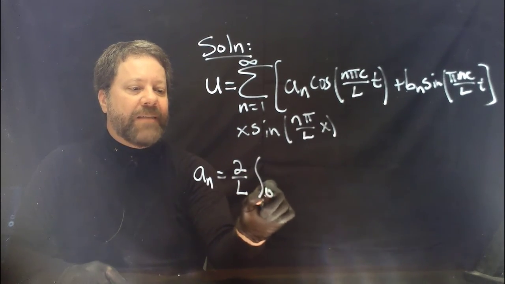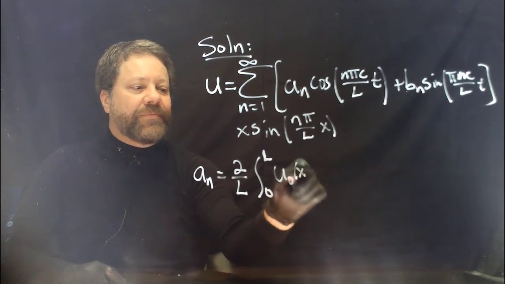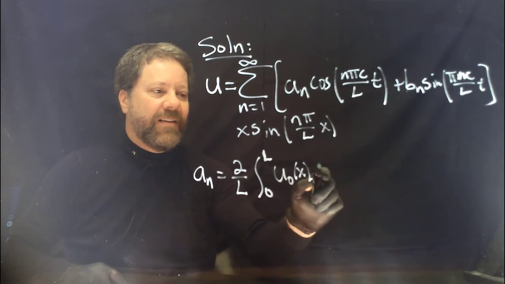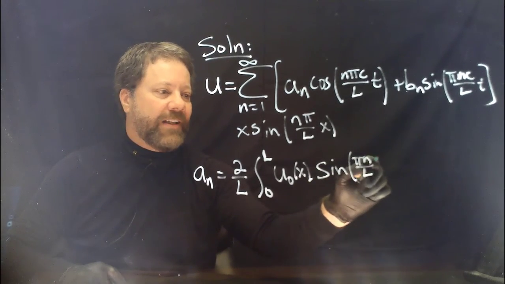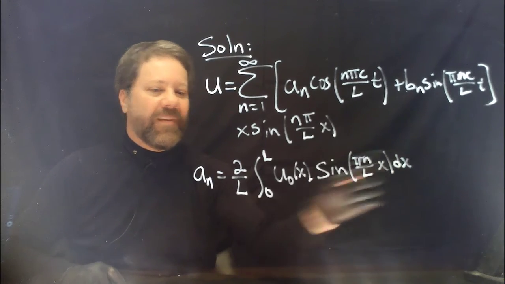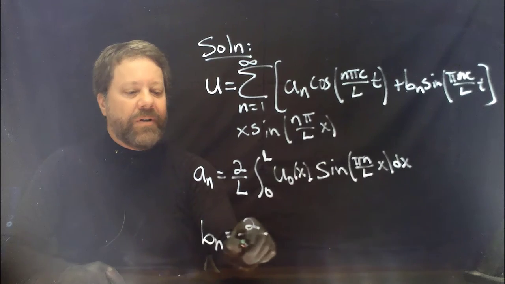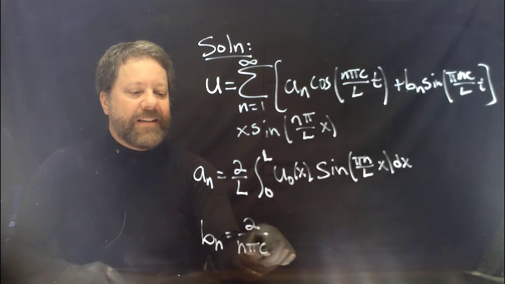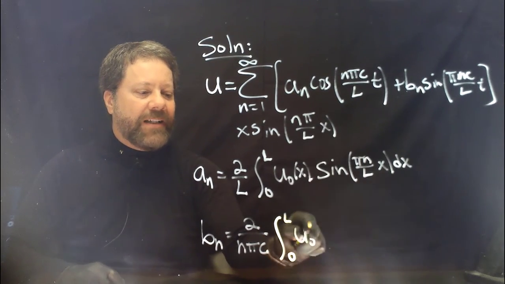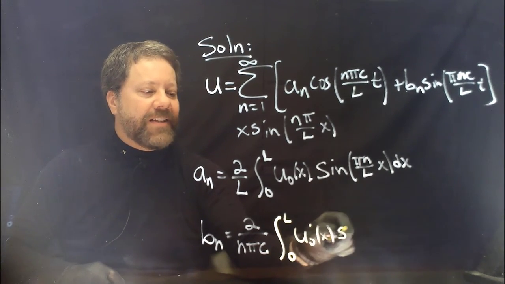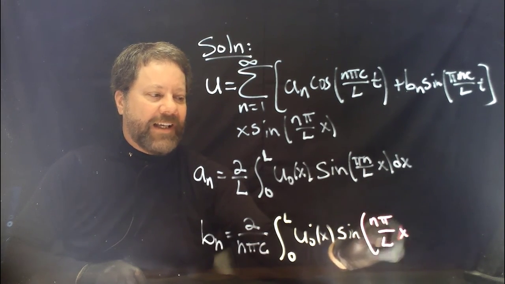2 over L times the integral from 0 to L of the initial displacement u naught times the sine of n pi x over L, and the other coefficients are 2 over n pi c times the integral from 0 to L of u naught dot of x times the sine of n pi x over L.